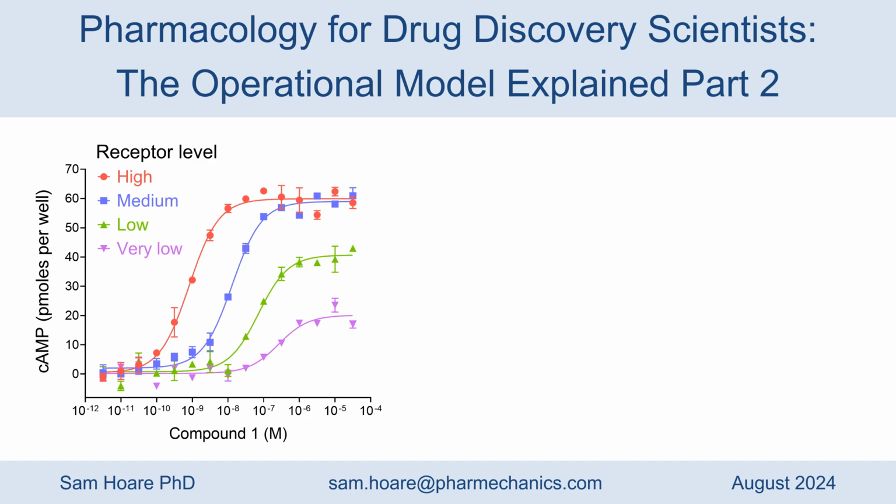Here in the graph, we have data from a GPCR signaling assay where an agonist compound is stimulating cyclic AMP generation via a GPCR. Here we are measuring this at 4 different levels of receptor expression. These data can be explained by the operational model of agonism, and today we are going to take a deep dive into this model to help us understand why the data look the way they do in our GPCR signaling assays.